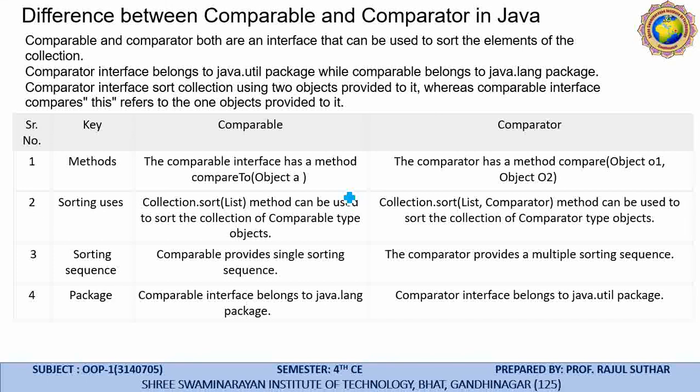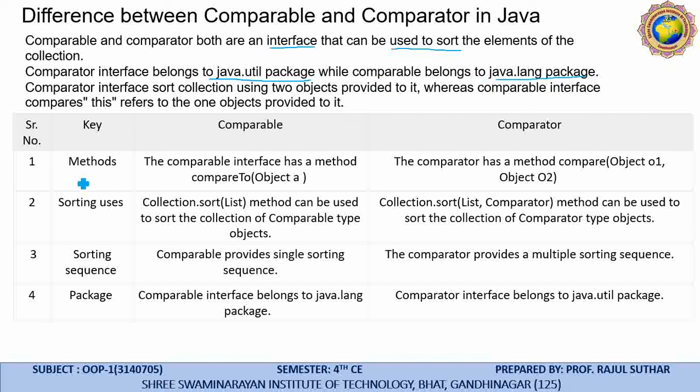And the last point is Comparable and Comparator. So what do you mean by Comparable? Comparable and Comparator are both interfaces. It's nothing but an interface, remember this, that can be used to sort elements. Why do we use it? It is used to sort elements of a collection. Collection is also called a list. The Comparator interface belongs to the java.util package, while Comparable belongs to the java.lang package.